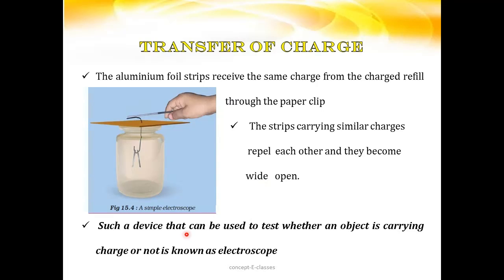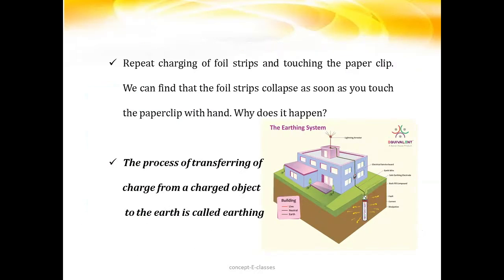Such a device that can be used to test whether an object is carrying charge or not is known as an electroscope. So from this experiment we can say that electric charge can be transferred from a charged object to another through a metal conductor. Now repeat charging of the foil strips and now touch the paper clip with your hand.